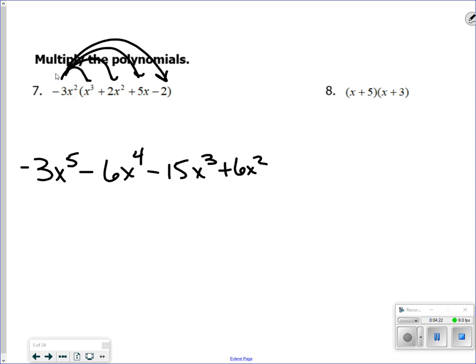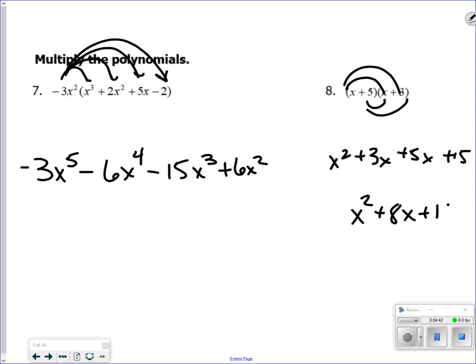A binomial times a binomial is referred to as FOIL, first, outer, inner, last. So I take the first ones and multiply, the outer ones and multiply. And I'll do the arrows differently there. First one and the outer, the inner, and the last. And then I add like terms.